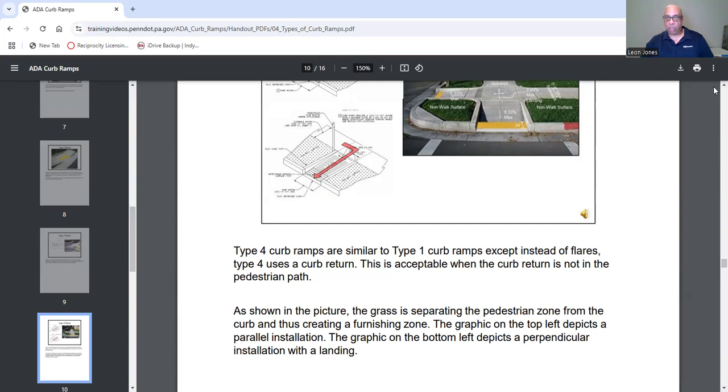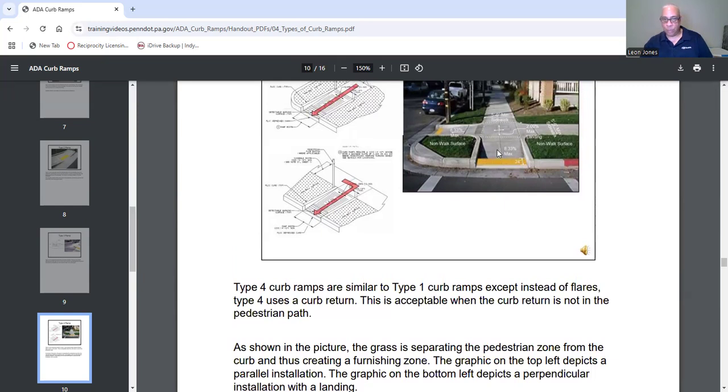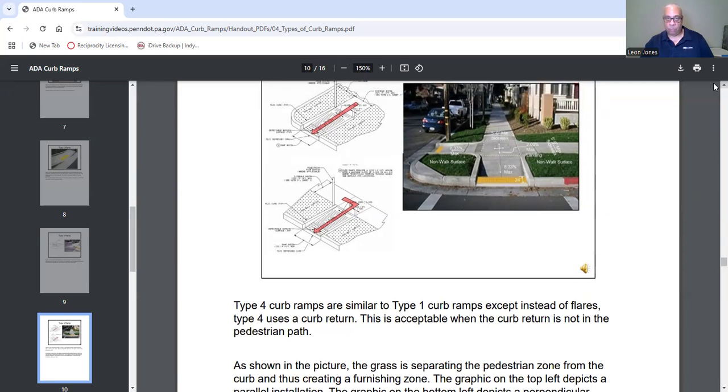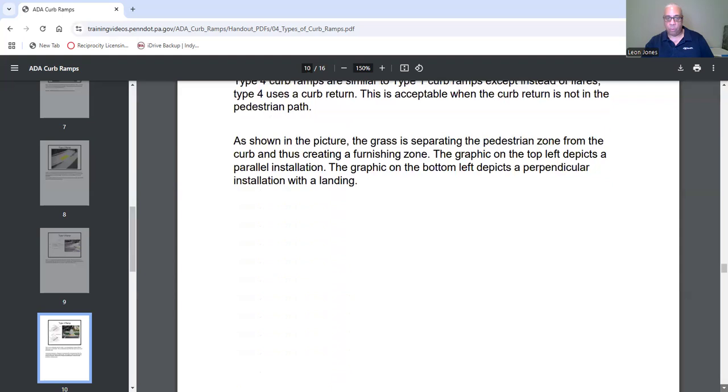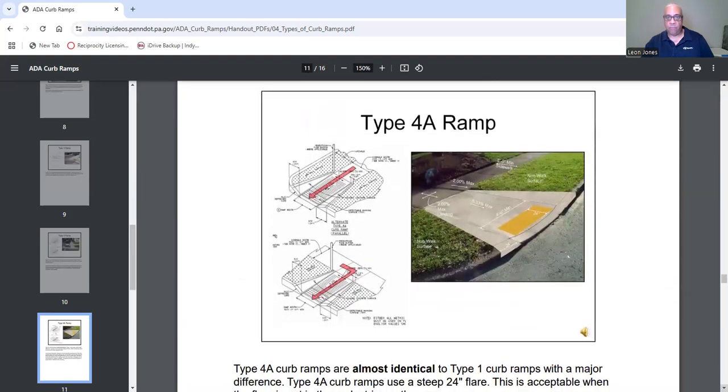And here's what the curb ramp looks like. 8.33, 8.33. Here's your sidewalk. Take the cross slopes here. Each cross slope again must be 2% or less. And here are some pictures. And even if you don't live in the state of Pennsylvania, everybody does the same thing. You need to know what type of curb ramp you are looking at when you inspect it. Very important. Then we have the type 4A ramp.